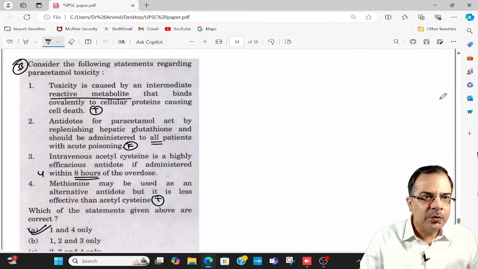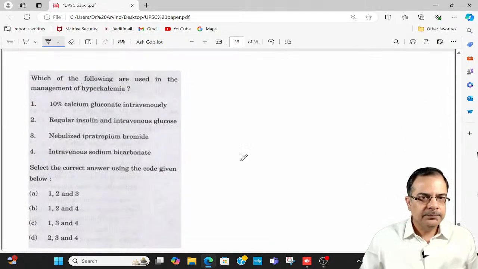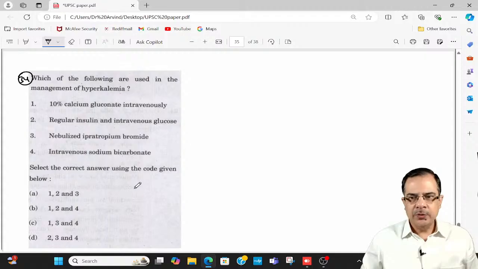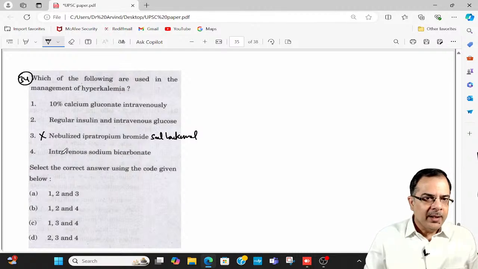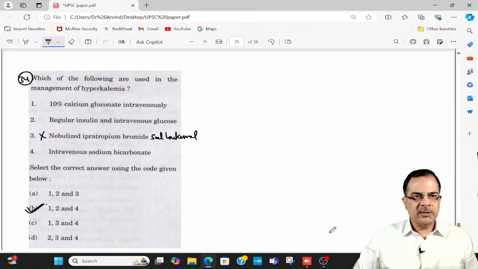Now, next one, question 34. Which of the following are used in the management of hyperkalemia? 10% calcium gluconate intravenously, true. Regular insulin and intravenous glucose, yes, it reduces the potassium levels. Nebulized ipratropium, no. Nebulized, it will be salbutamol, not ipratropium. So this is false. Intravenous soda bicarb, yes, especially if there is a metabolic acidosis associated. So answer will be 1, 2, and 4. 1, 2, and 4 will be B choice.